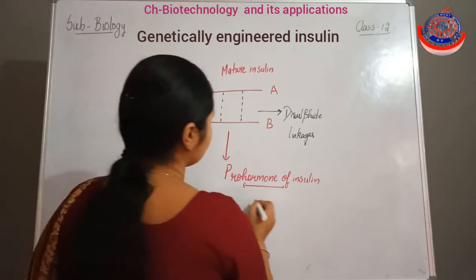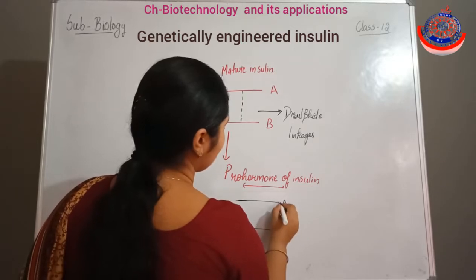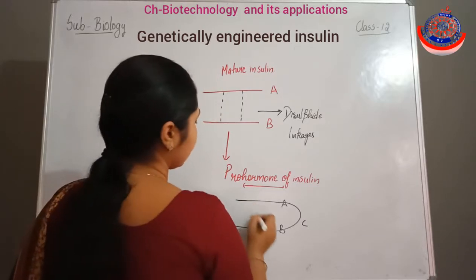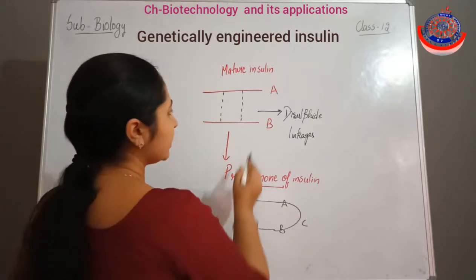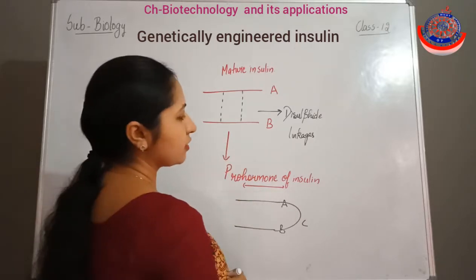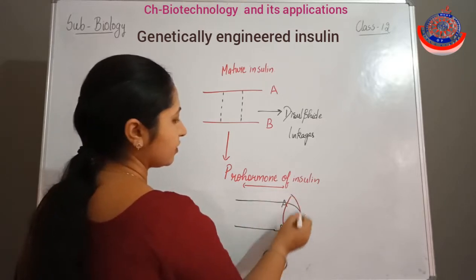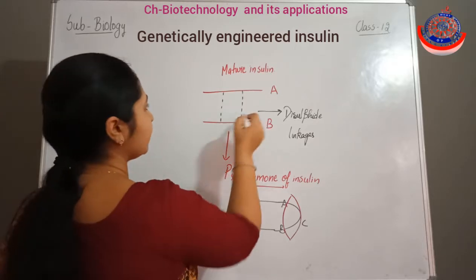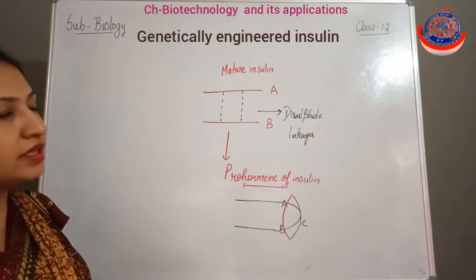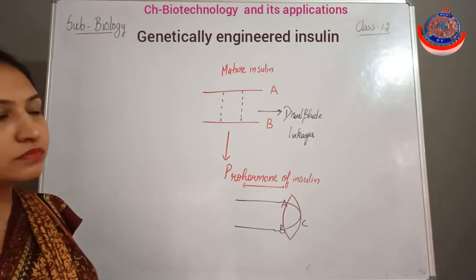So what are the three chains? A and B, and one more chain, that is C: A, B and C. But in the case of mature insulin, this C portion gets removed, so only A and B remain. And A and B show their function for producing the insulin hormone.